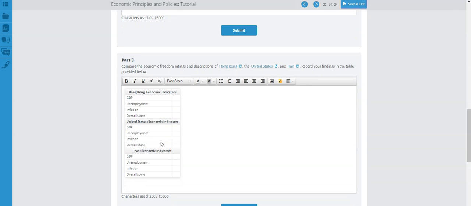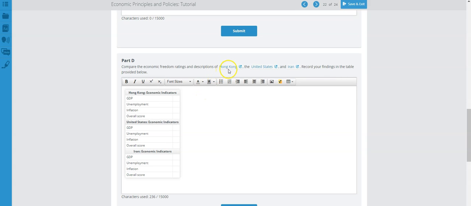Part D says, compare the economic freedom ratings and descriptions of Hong Kong, the United States and Iran. Make sure you click on all 3 links so that you can answer this part of the activity. Record your findings in the table provided below. So you look at Hong Kong, what is the GDP, unemployment, inflation, and overall scores. Then you look at the United States and do the same thing, and then you look at Iran and do exactly the same thing. It's fairly simple. You're just grabbing information from these 3 sites and plugging in information here.